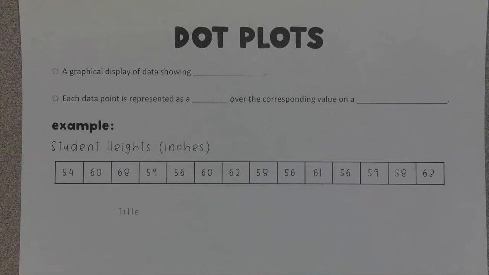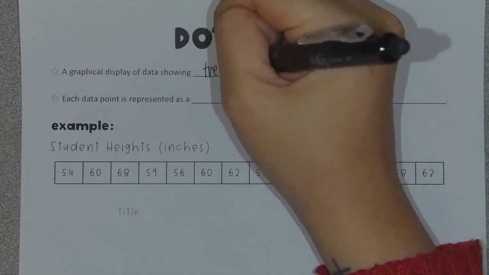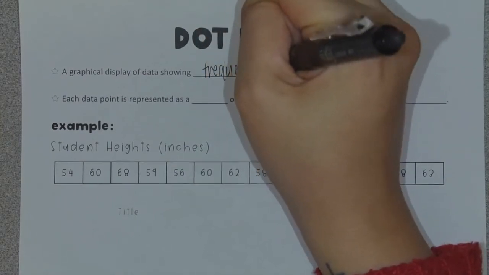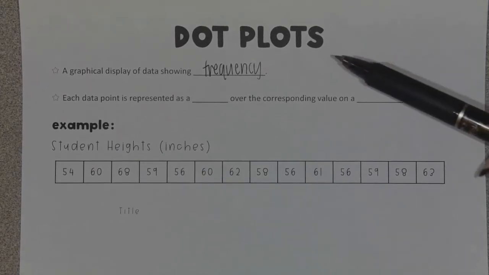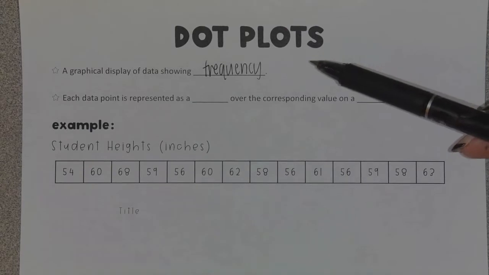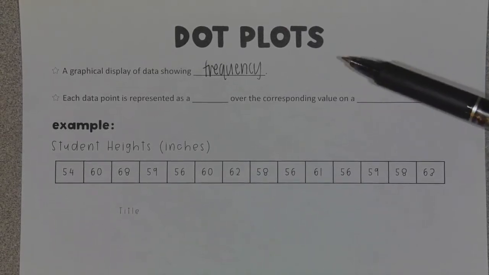The next type of graph that we are going to talk about is called a dot plot. So dot plots are, again, a graphical display of data showing frequency. Remember, we've talked about frequency with our frequency tables, and we talked about them on our bar graphs, but frequency is how often something occurs or appears or happens. So just like with bar graphs, they could show frequency, our dot plots always show frequency.